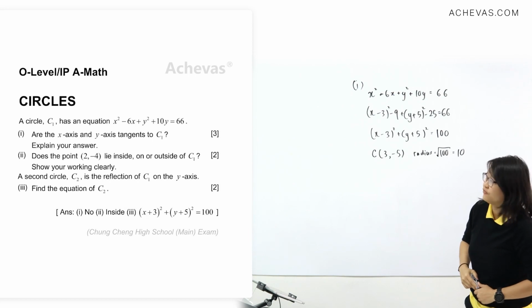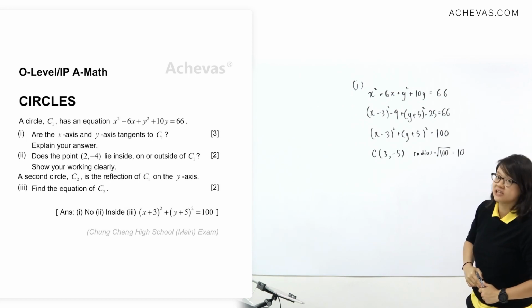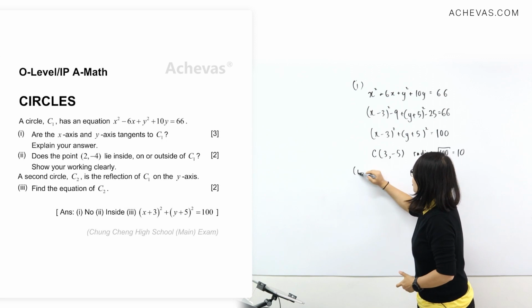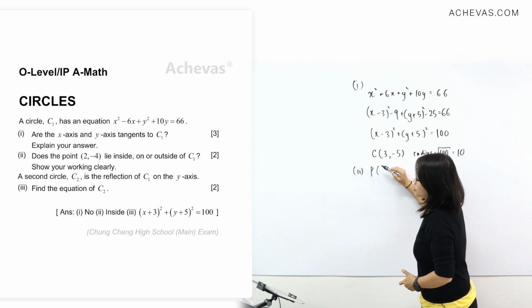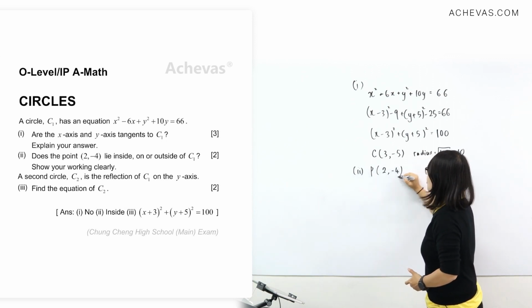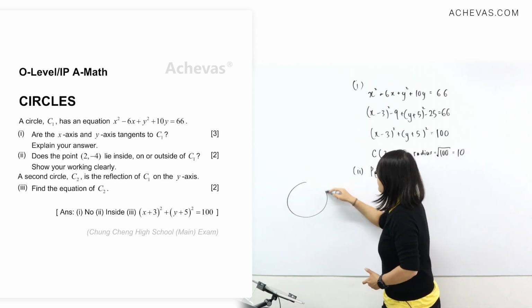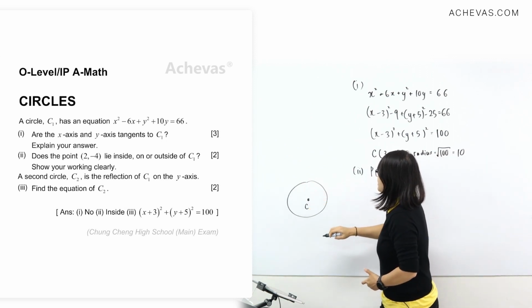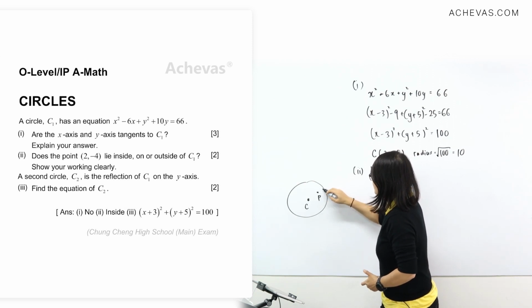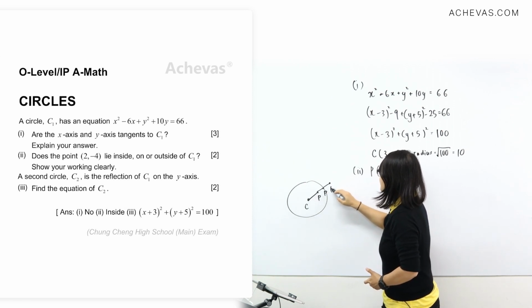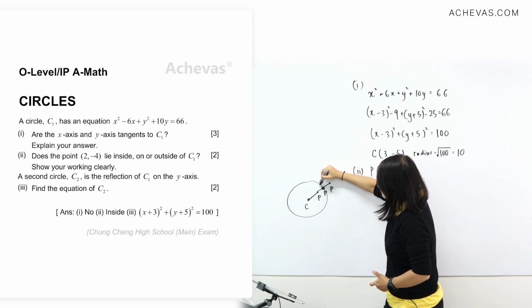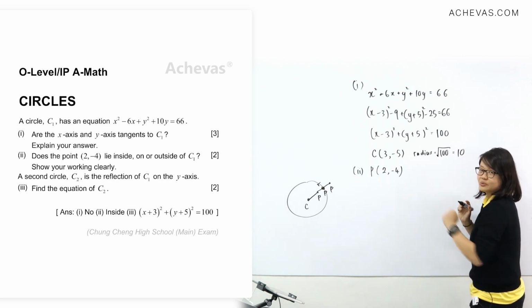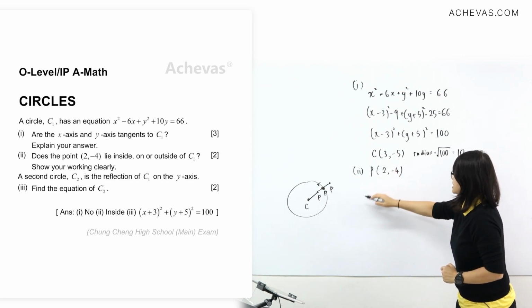Does the point (2, -4) lie inside, on or outside of C1? Now let me call this point here P. We have (2, -4). And the situation is that if I have a circle with a center C, P point can be inside, on the circle, or outside the circle. So what we're going to do is to check the distance to this point P here. Okay, so if it's directly on the circle, the distance will be exactly equals to radius r. So I'm going to do a distance from P to C.